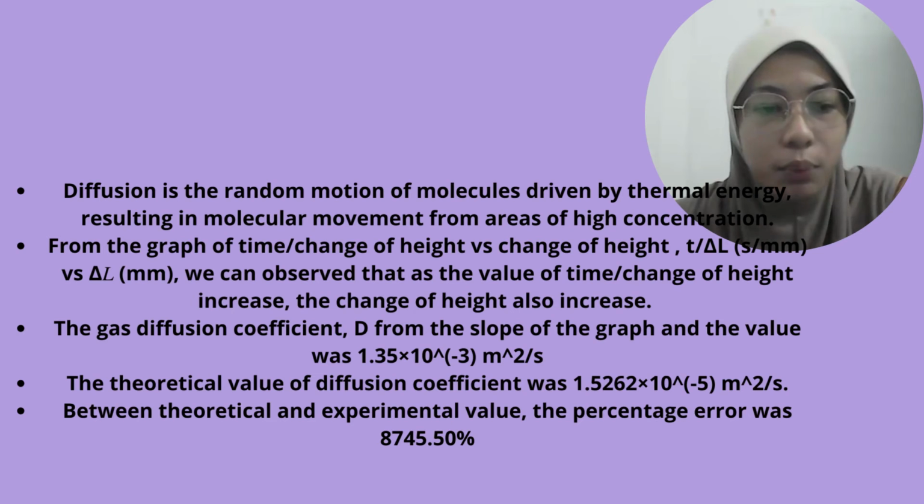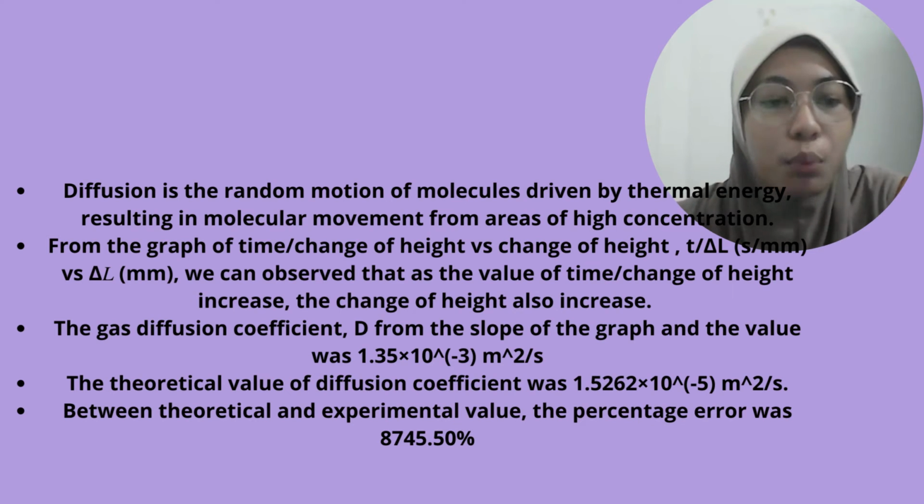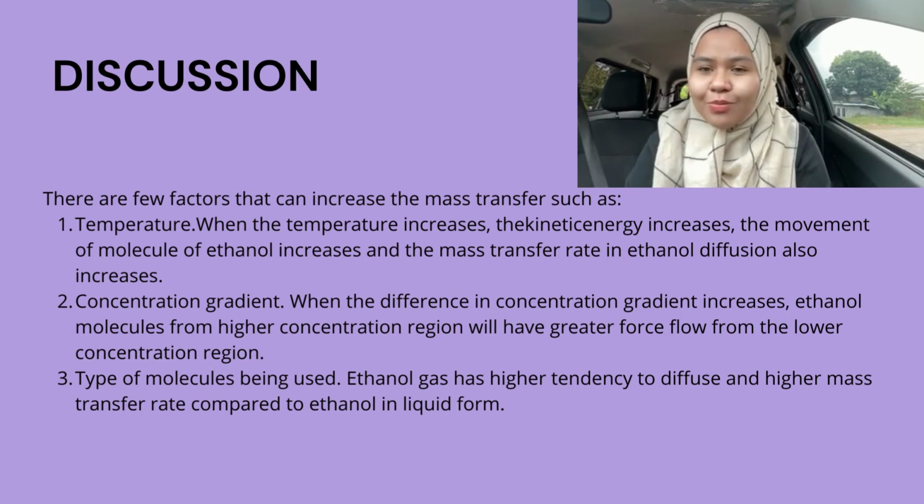The gas diffusion coefficient that we obtained from the slope of the graph was 1.35 times 10 to the power of negative 3. Meanwhile, the theoretical value was 1.5262 times 10 to the power of negative 5. Between the theoretical and experimental values of the diffusion coefficient, the percentage error was 8,745.50%. This is due to errors that occurred while handling the experiment. That's all from me. Assalamualaikum warahmatullahi wabarakatuh.